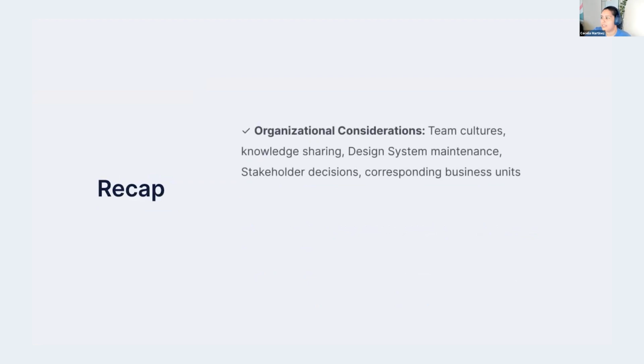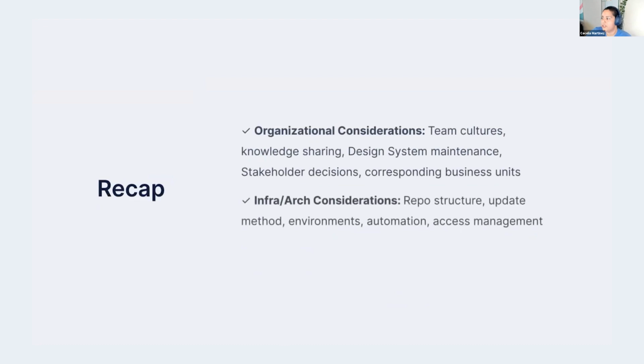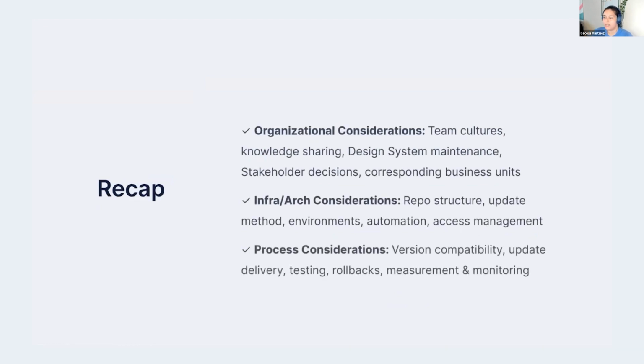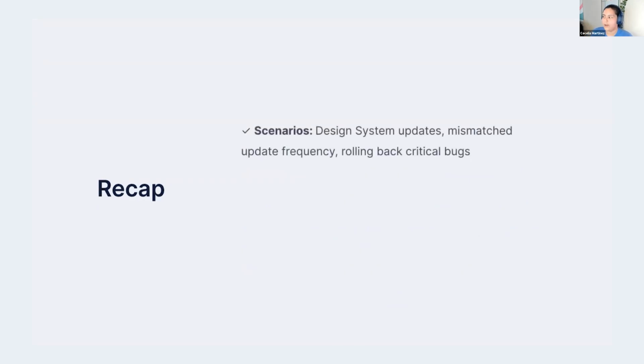Awesome, so we covered a lot today. We had a lot of great questions. And so just a quick recap, we talked about organizational considerations, infrastructure and architectural considerations, and process considerations when designing out your strategy for updating your mobile micro front ends. We also talked about different scenarios that may occur, such as design system updates, having mismatched update frequencies across teams, and how to handle rolling back critical bugs. And we also talked about the benefits of manual versus automated and DIY versus a third-party solution.